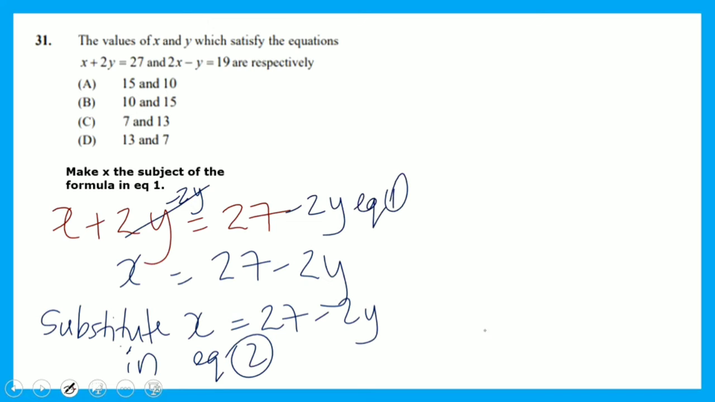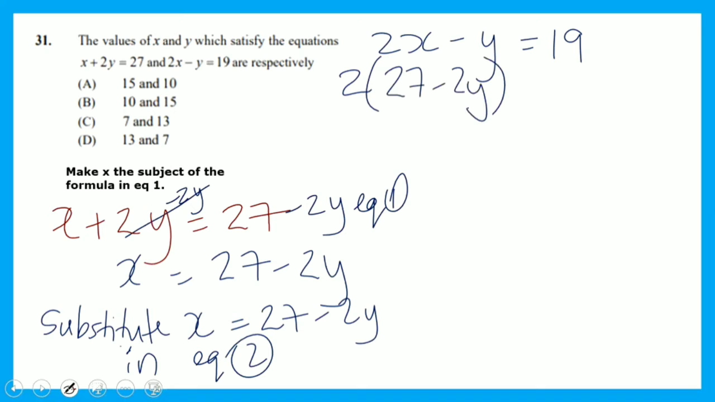All right, so here's equation 2. 2x minus y equals 19. And in place of x, we're going to have 27 minus 2y. So this is 2 times x. We're going to put 27 minus 2y in that space. We still have minus y here equals 19.